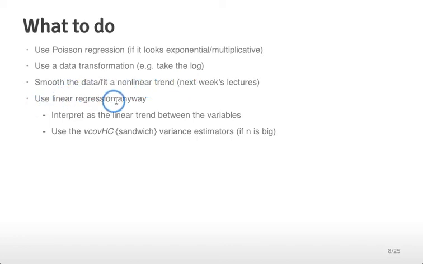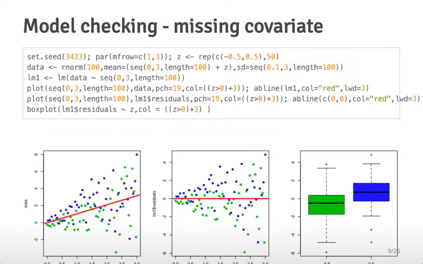Or you could use linear regression anyway and interpret the linear trend between the two variables as just that. I'm estimating the linear trend between the two variables. I know that there's something else going on here, so I'm going to have to use some other kind of variance covariance estimate to be able to get accurate inference. And you can do this if n is big. And you can still interpret that as the linear trend, even though you won't necessarily get great predictions with that linear model.